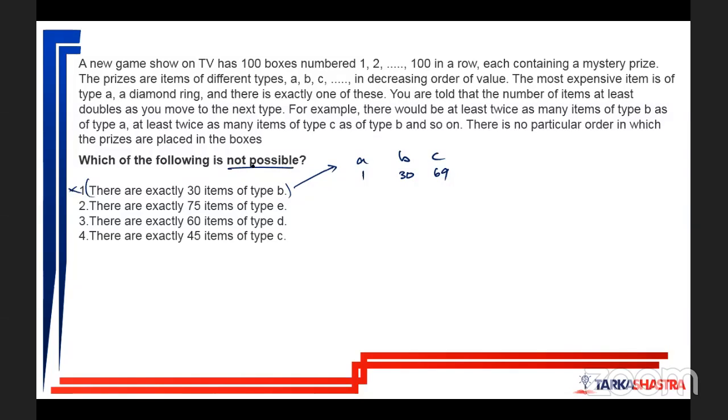Why? Because we want to find out what is not possible. Then there are exactly 75 items of E. So A, B, C, D, E. Exactly 75 of E. So this is 75.